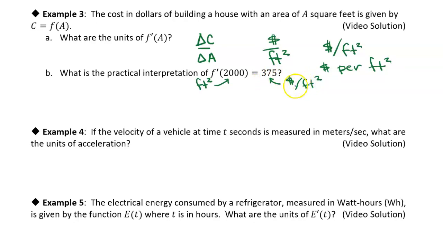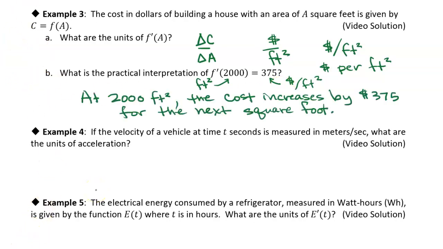So we could say that the rate of change of the cost is $375 per square foot. Or if we assume that the rate of change is not changing rapidly, we could say the next square foot of house is going to cost an additional $375. So this is one way that we could write it. We could say that at 2,000 square feet, the cost increases by $375 for the next square foot.